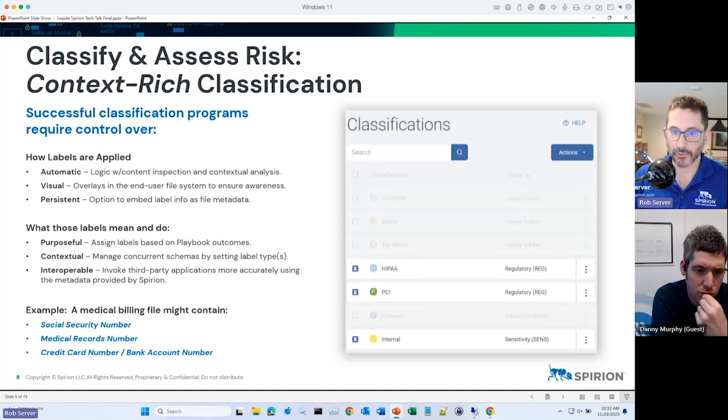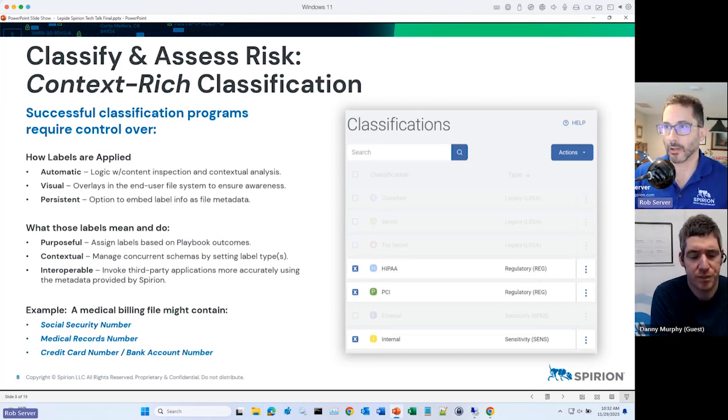Social insurance numbers, MRNs, credit card numbers, banking, those all have different levels. They can all exist in the GDPR, CPRA, PCI, etc. We can have all of those sorts of things in each context for classification.